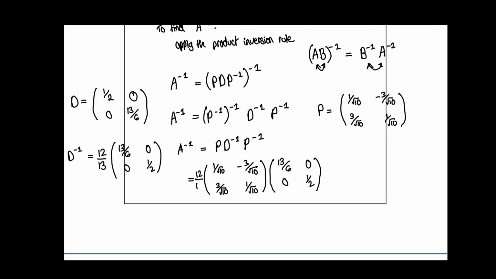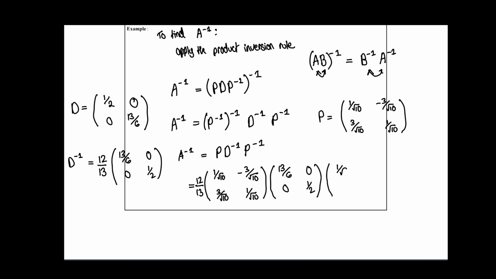and then P inverse would be 1 over root 10, 3 over root 10, minus 3 over root 10, 1 over root 10. So I've swapped these two and then negated the signs of these. And the determinant of this matrix would just be 1.